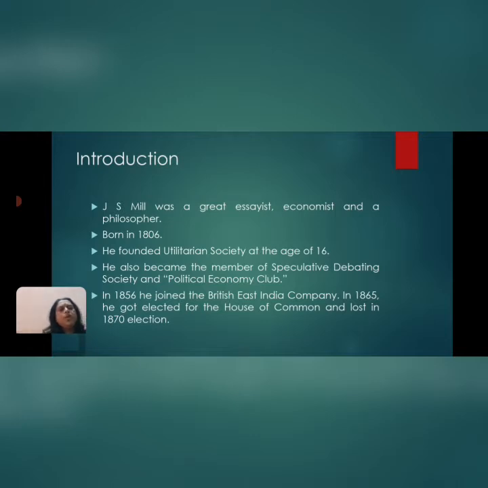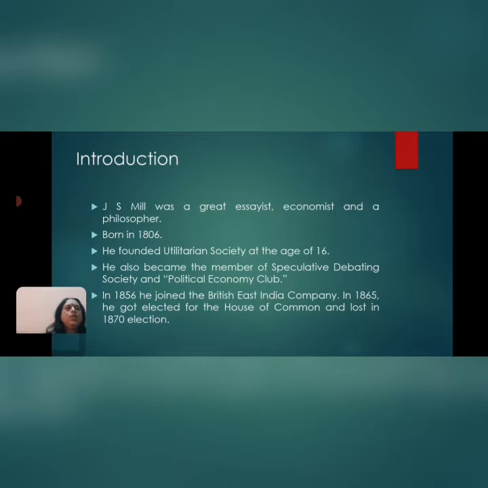So when we look in terms of his early life, it has been said that J.S. Mill was born in 1806 and his father was James Mill, who was a close associate and a friend of Jeremy Bentham. So J.S. Mill began his education at the early age of 3 years and then he learnt Greek. At the age of 8 years, he read most of the Greek classics and began learning Latin, algebra, geometry and philosophy. And by the age of 12, he began to study the logic, and at the age of 13, he read political economy written by Adam Smith and Ricardo.